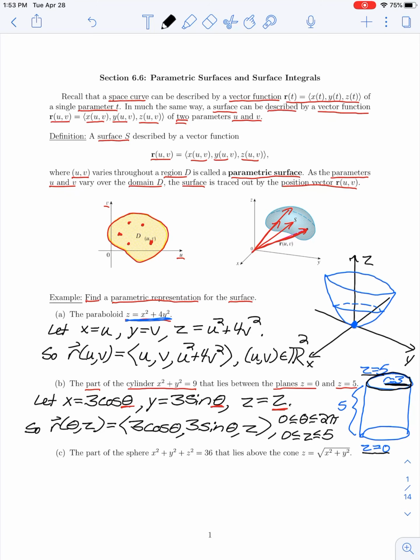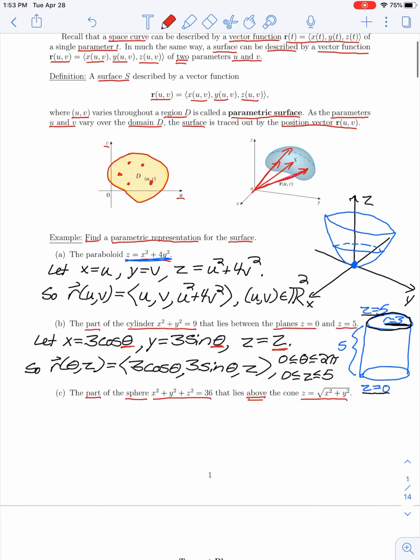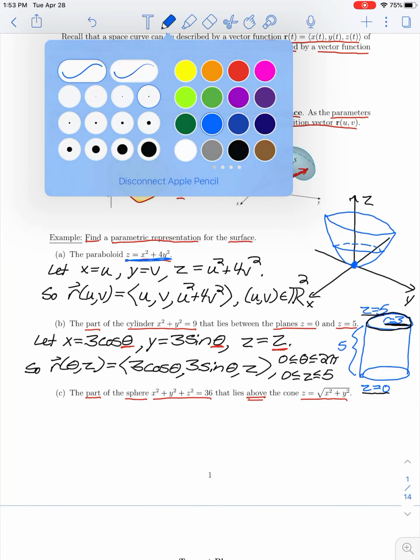So let's look at another one. In this last part, we are asked to find a parametric representation for the part of a sphere x squared plus y squared plus z squared equals 36, so a sphere centered at the origin of radius 6, which lies above a cone given by z equals the square root of x squared plus y squared. So here again, let's maybe sketch our surface first.